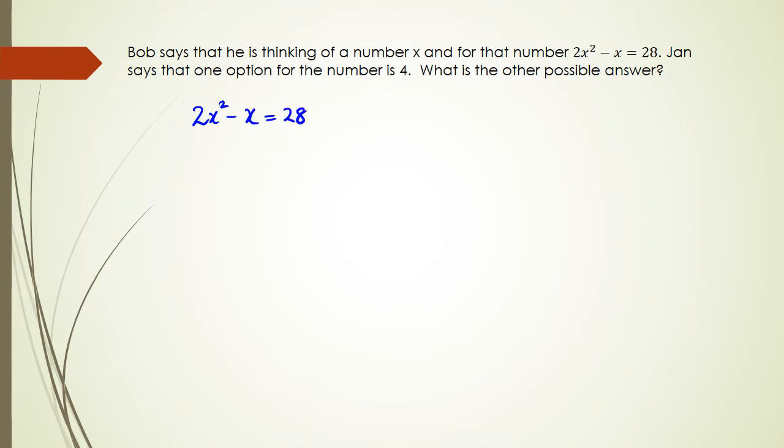The way to look at these types of questions, especially where you're looking for two answers, or if they give you one answer and ask you for the other, is that you're most likely going to be factorizing and solving the equation. In this particular equation, you can see that this is actually a quadratic. So the first step is to bring the 28 to the left hand side to make it negative 28. And so what I've got is 2x squared minus x minus 28 equals 0.